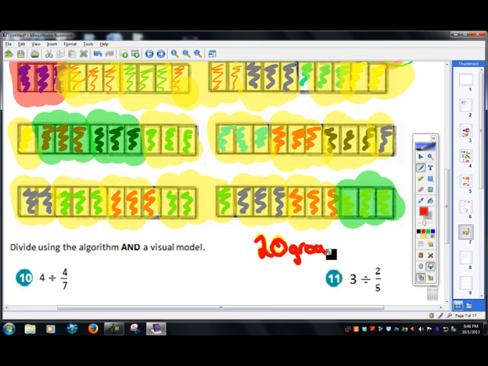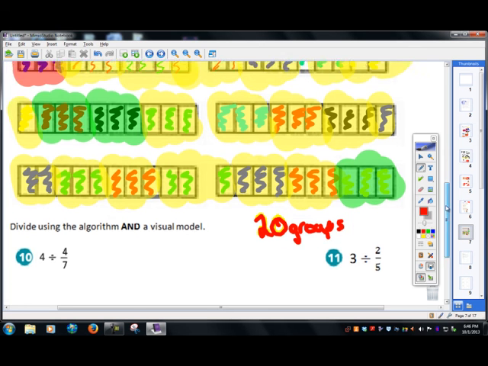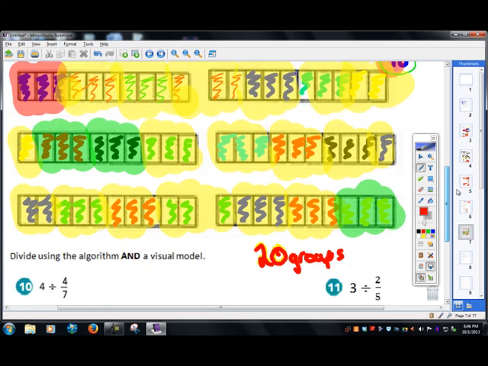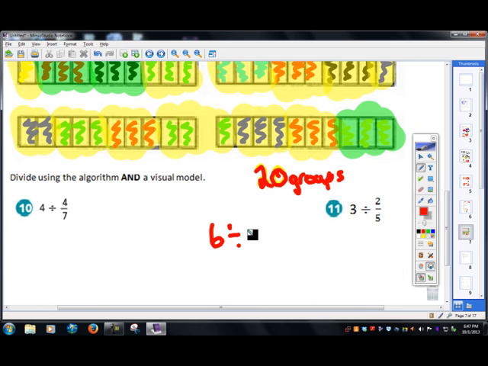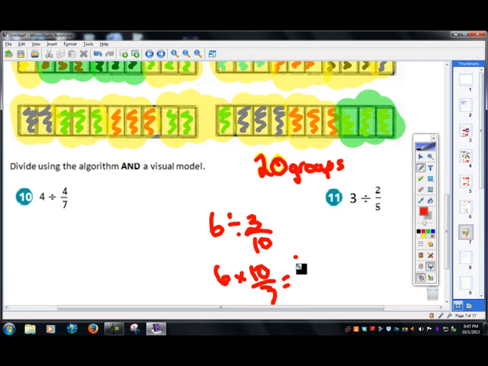Which, if you think back, I think I erased it, but if we could go back and remember the problem, 6 divided by 3/10 becomes 6 times 10 over 3. We get 60 over 3, which equals 20, which is what we found.